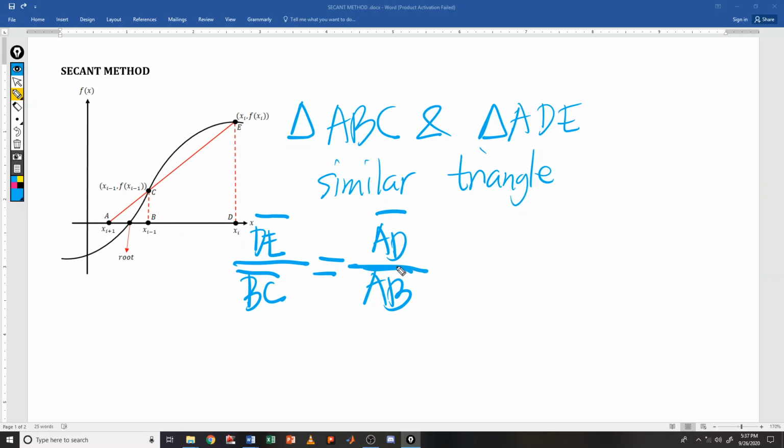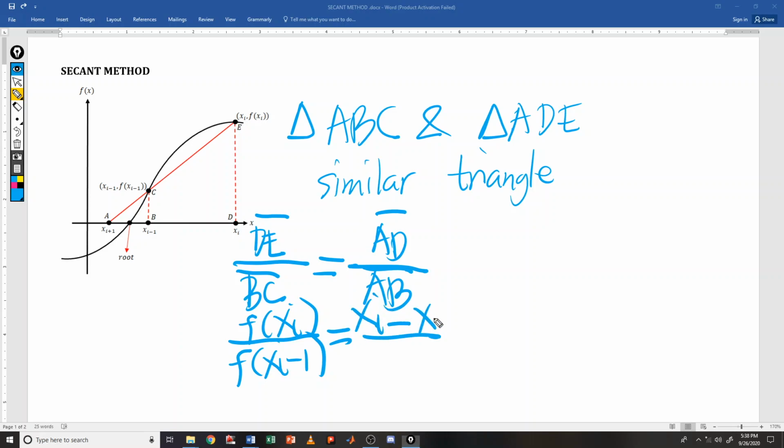Now, the segment DE, if you get the height of segment DE, this is equal to f of x sub i. Segment BC, I'm referring to f of x sub i minus 1. This is equal to segment AD. Segment AD is this particular width of the triangle. So therefore, we have to get x sub i minus x sub i plus 1. And also for segment AB, which is this one, this is x sub i minus 1 minus x sub i plus 1.